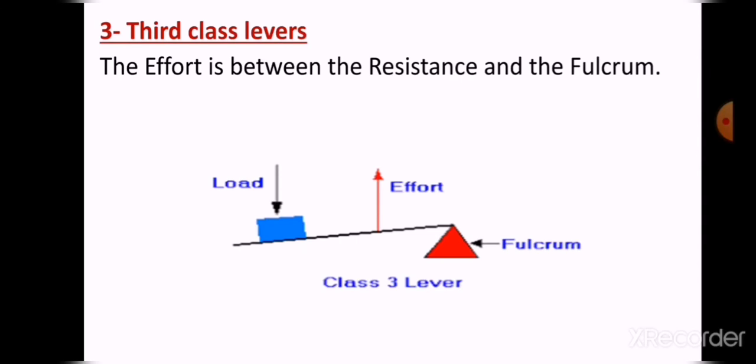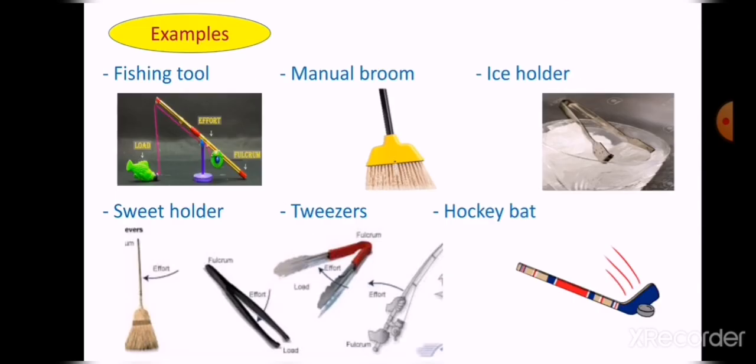Third class lever, the effort force is between the resistance force and the fulcrum. So the effort force is in the middle, like fishing tool, manual broom, ice holder, sweet holder, tweezers, hockey pad, or coal holder. All of these are examples of third class levers.